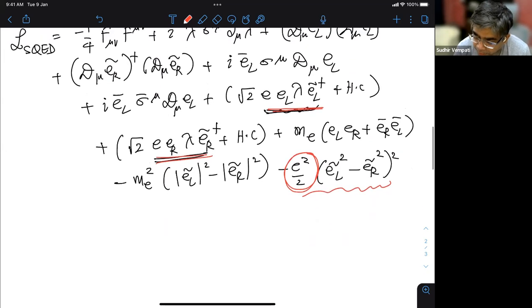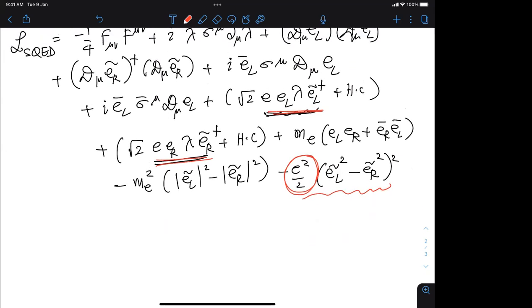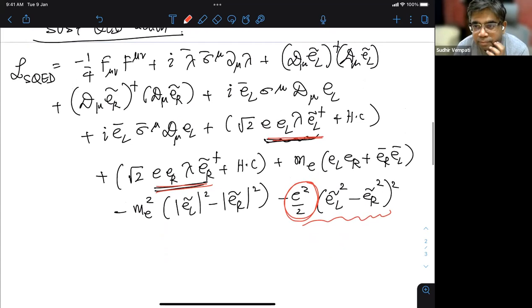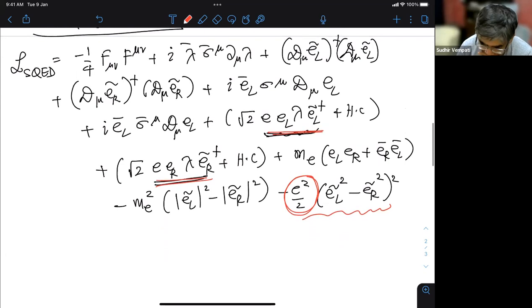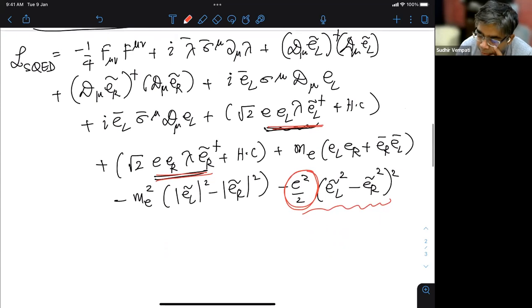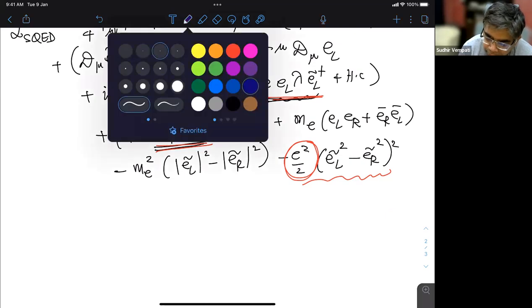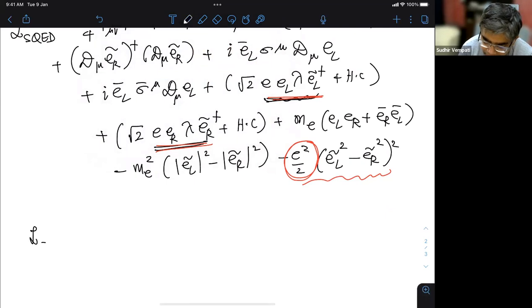Okay. Now, any questions on this so far? Just before moving to the MSSM. Okay. Good. Now we talked about L soft. We talked about soft supersymmetry breaking in the last minutes.